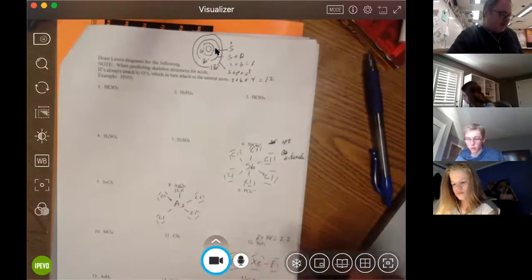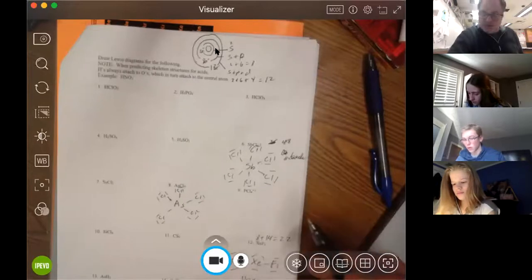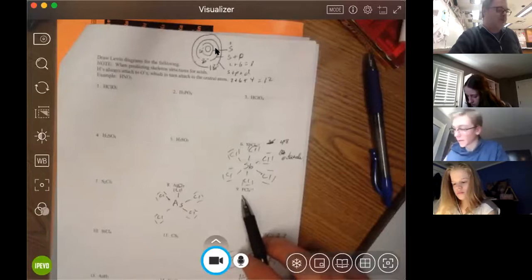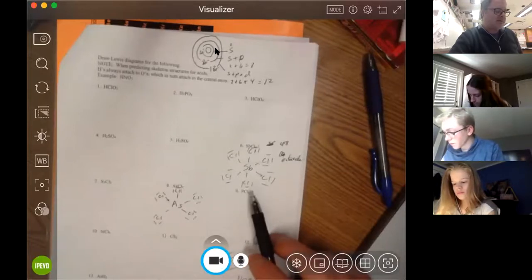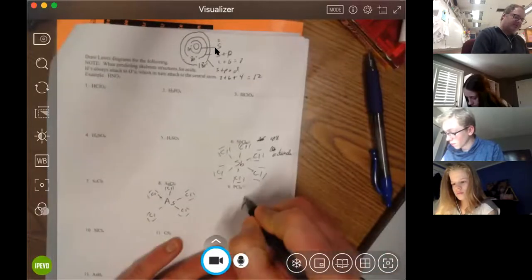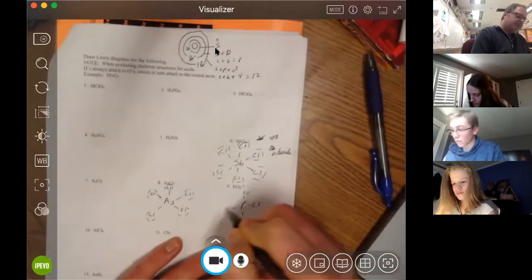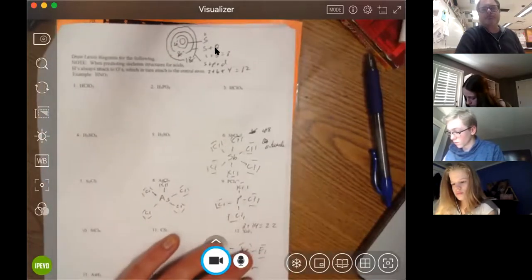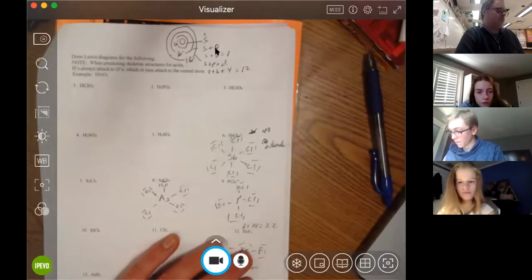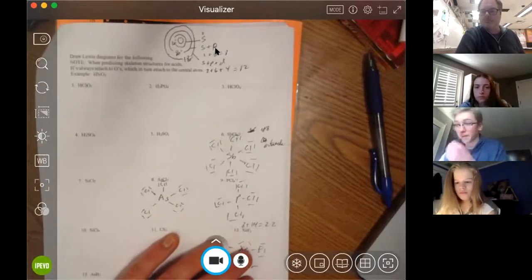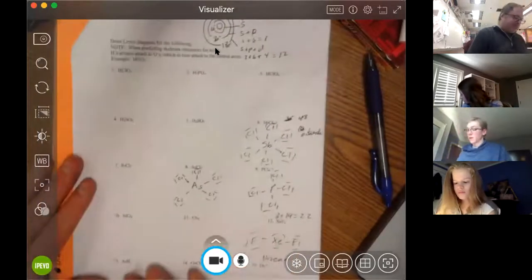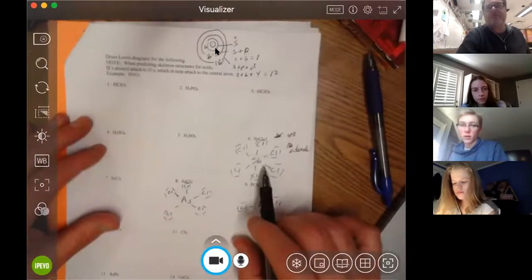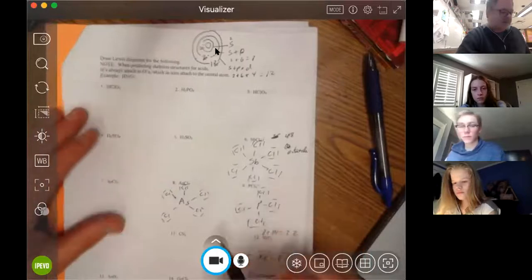All right. 5 plus 7 times 4, that's 28. Plus 4, minus 1, so it's going to be 32. Another boring one. What's the shape of this one going to be? Tetrahedral. So yeah, it's the same stuff we've been doing. We just have a few more shapes this time.